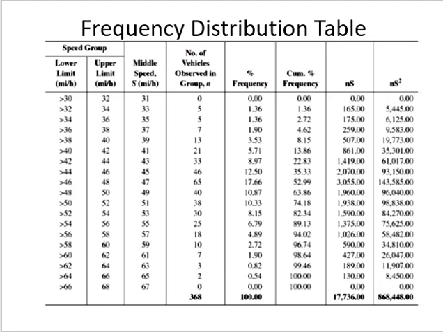Look at the data. How many values in the first group? What is the n in the first group? 0. What is the n in the last group? 0. So why did I start from 30 if there were no values? I could have started from 32, right? The minimum value was from 32 onwards. There was no value less than 30. That's why that group has 0.